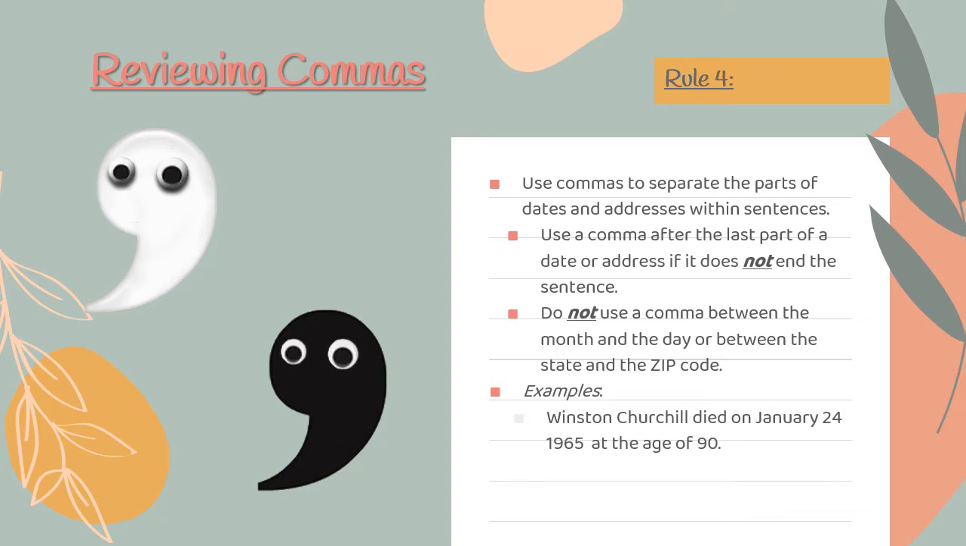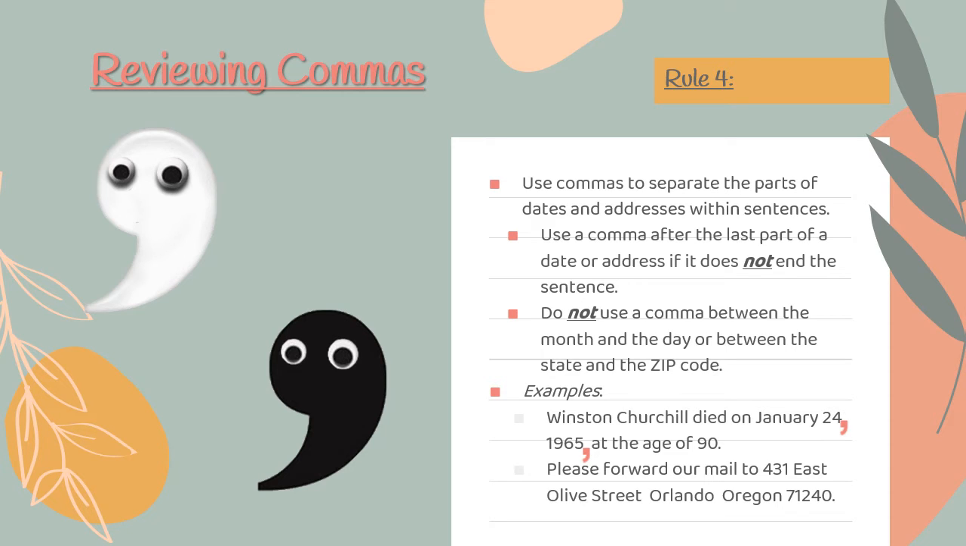First example, Winston Churchill died on January 24, 1965 at the age of 90. All right, where do our commas need to go? Well, we need to put a comma in between our day and our year. So January 24, comma, 1965. Now the end of our date is right here, 1965. There's more to the sentence, so I still need a comma at the end. So Winston Churchill died on January 24, comma, 1965, comma, at the age of 90.